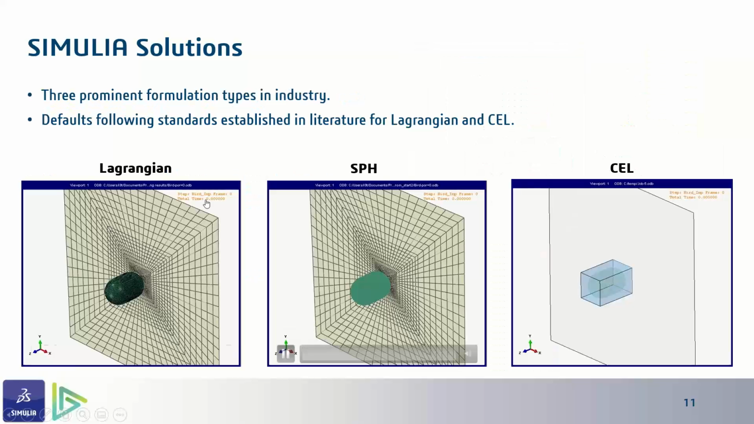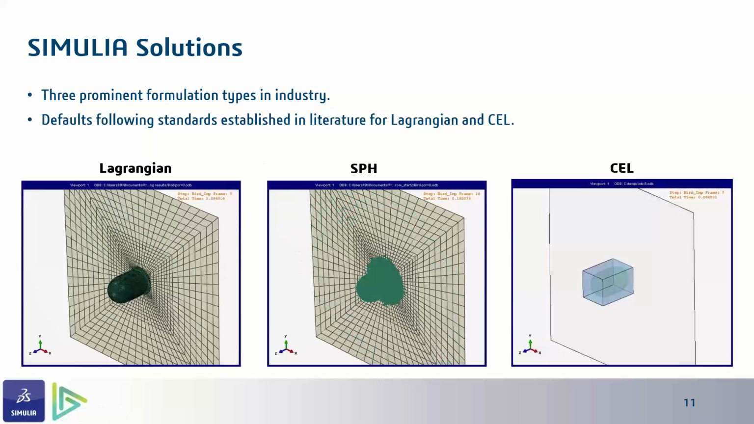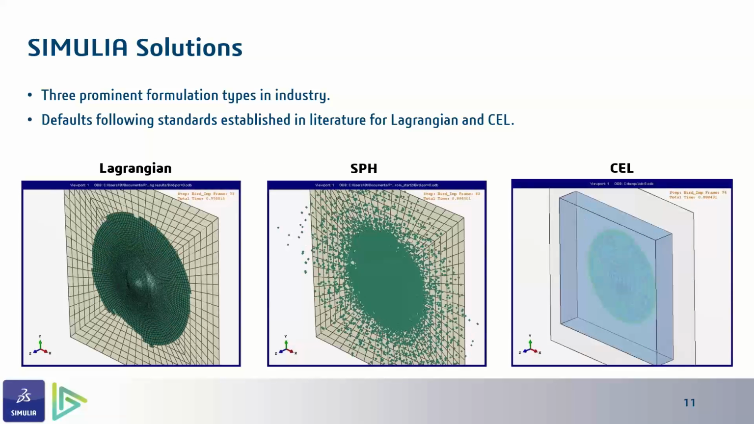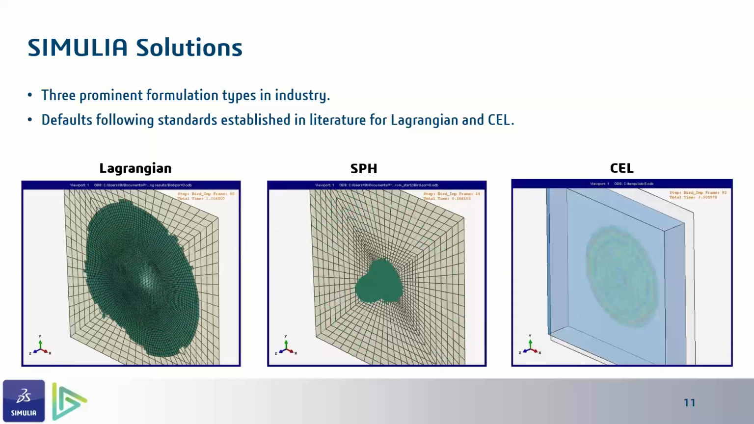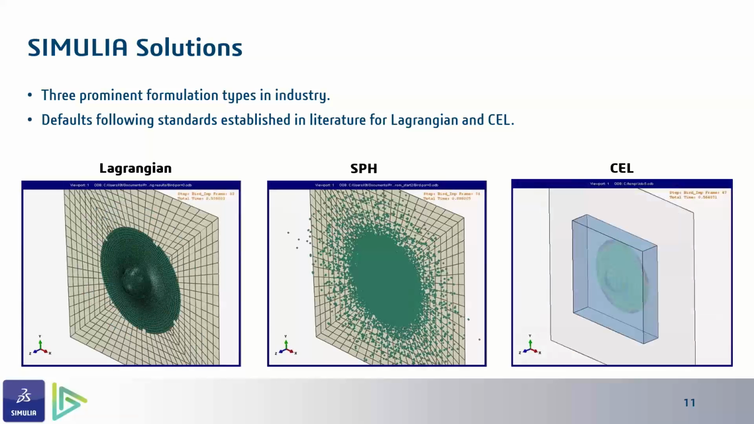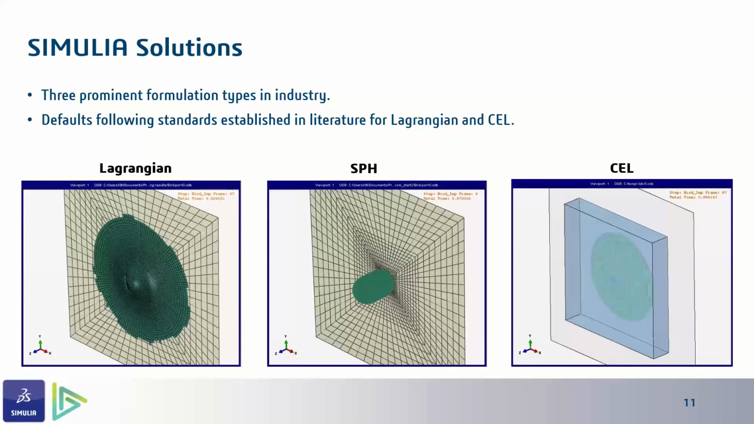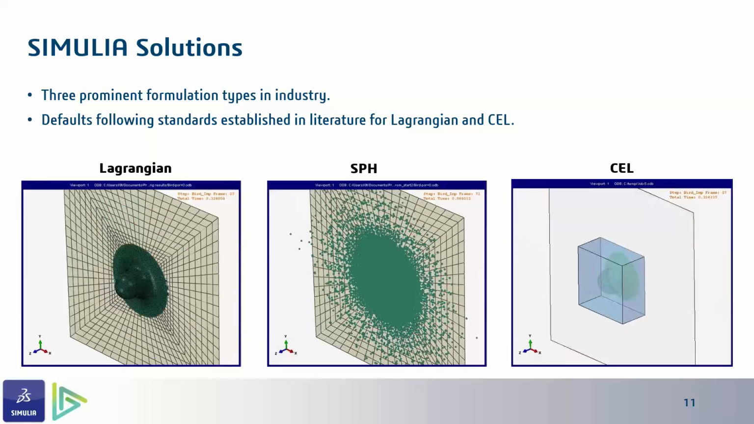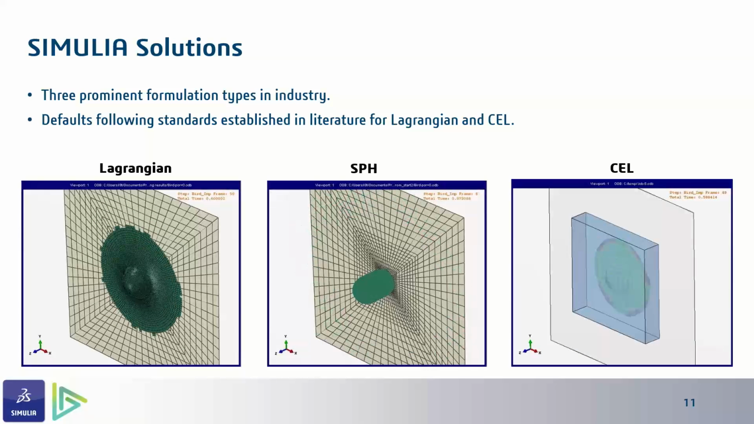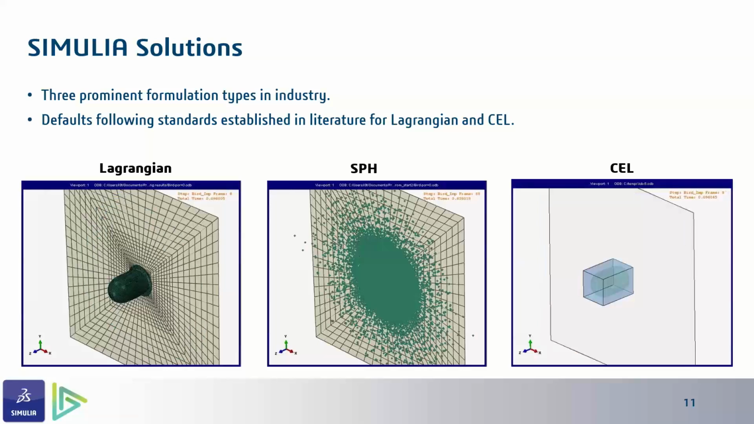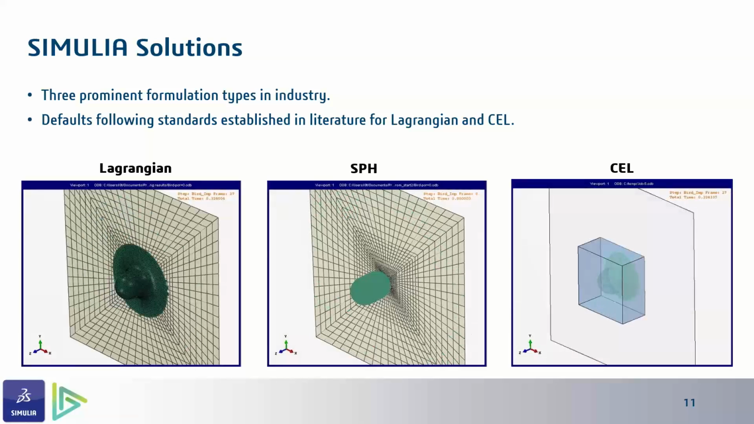The three main formulations are Lagrangian, SPH, smooth particle hydrodynamics, and CEL, coupled Eulerian Lagrangian. And these three prominent formulations are very typical and are best practice within the industry. Now, the question is, how do we know which one to use? How do we know if this is right once we select it? There is no rule of thumb here. Usually it's with comparison with best practices and with the experimental results. As we always say, simulation complements experiment. It does not replace it.